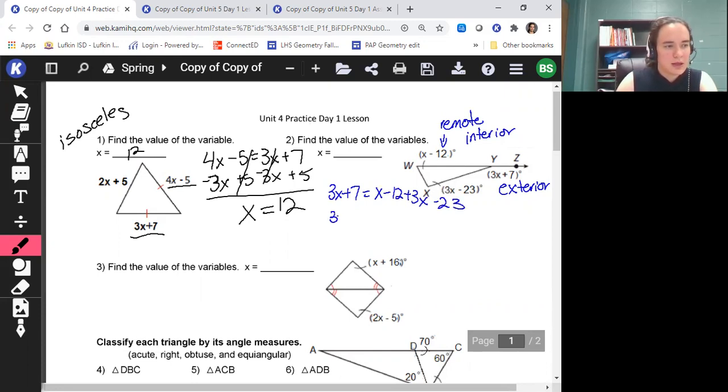Then we can combine our like terms, which gives us 3x plus 7 equaling 4x minus 35. Subtract 3x from both sides and add 35 to both sides. And that gives us 42 equaling x.